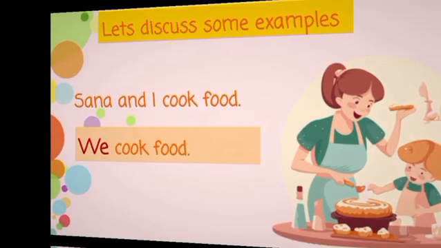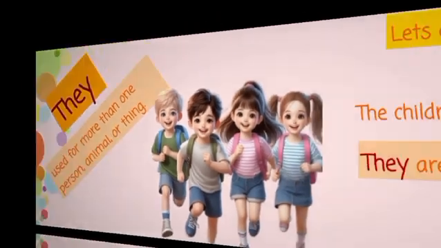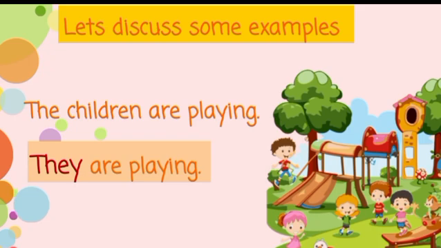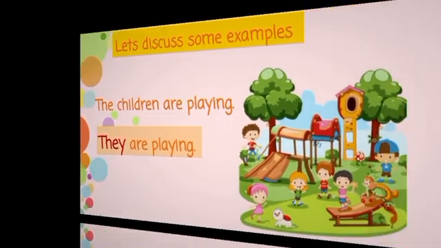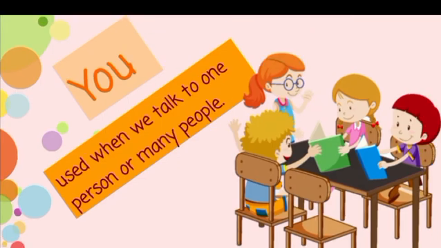Next we have they. They is used for more than one person, animal or thing. For example, if I say the children are playing, children are more than one person, so we replace noun children with they. They are playing. Next one is you. You is used when we talk to one person or many person. When we talk, we will say you.